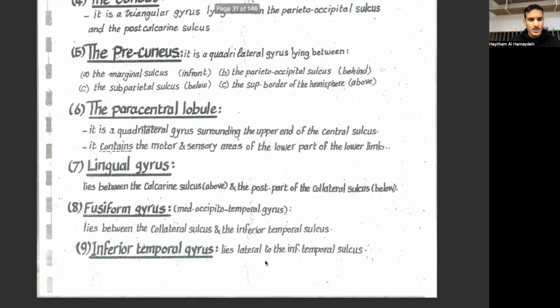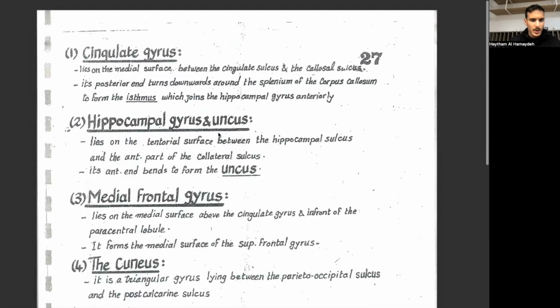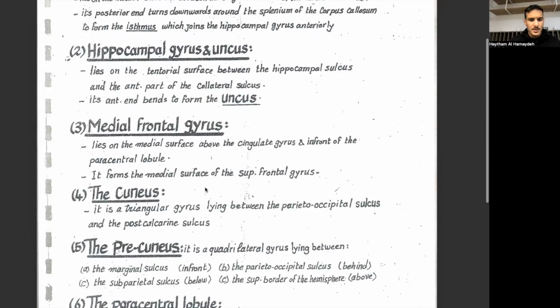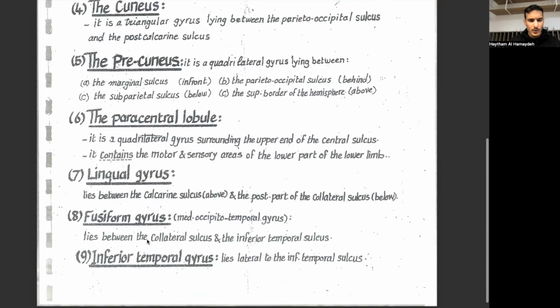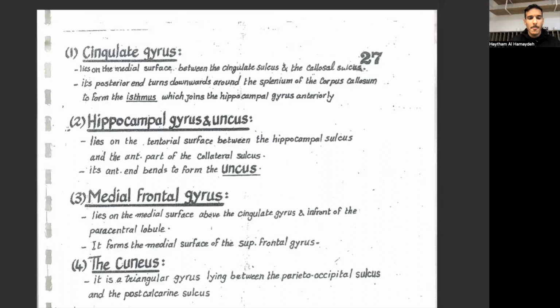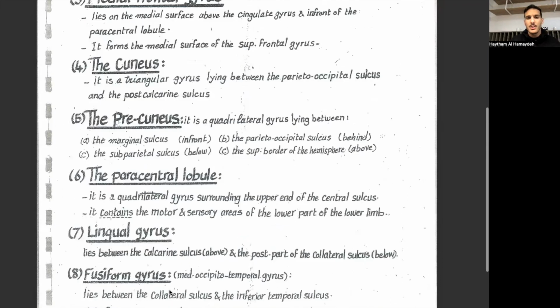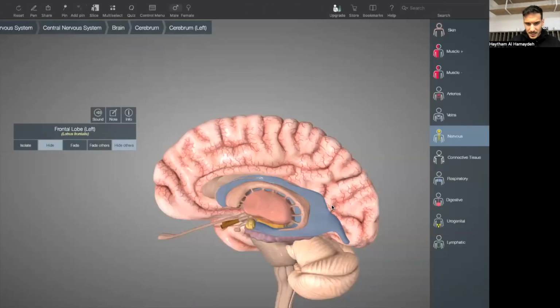All of them important ones. So yes, cingulate gyrus, hippocampal gyrus, medial frontal gyrus, cuneus, precuneus, the paracentral lobule, the lingual gyrus, the fusiform gyrus, and the inferior temporal gyrus. I think there are 9. So these are all of the ones found on the medial aspect. You can pause and read for yourself. Make sure, if you're looking at a very trusted source, to know the boundaries exactly where they lie. It's very important for your studying.